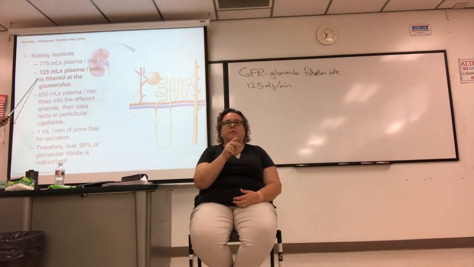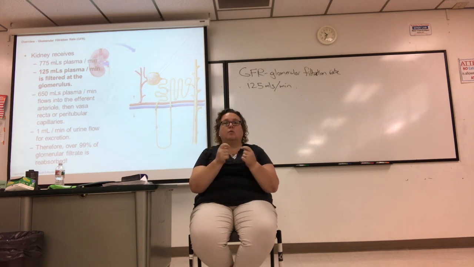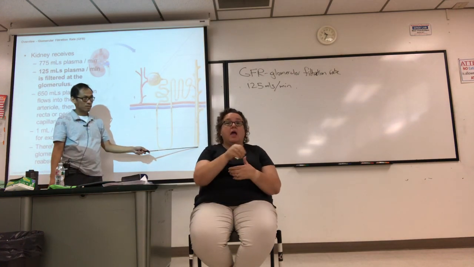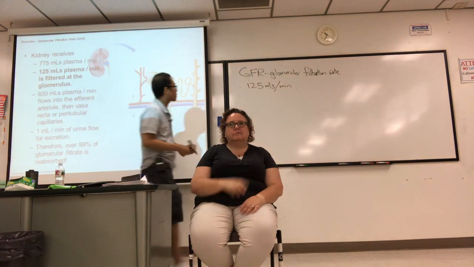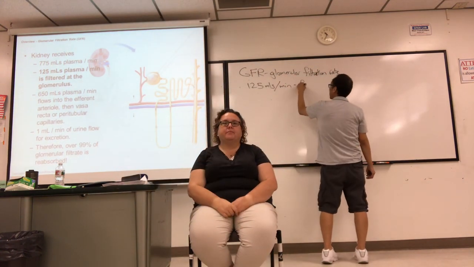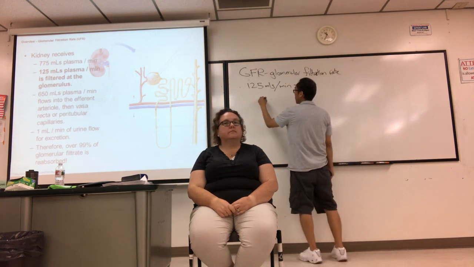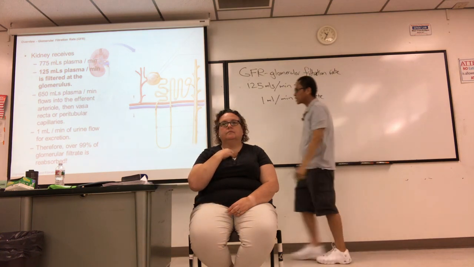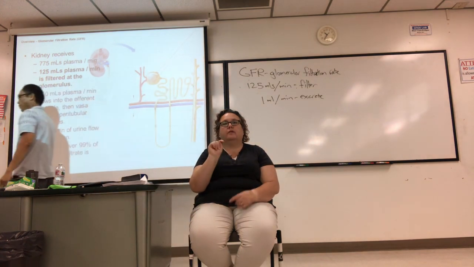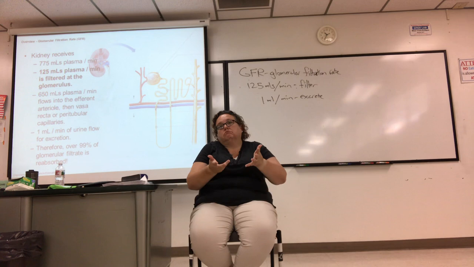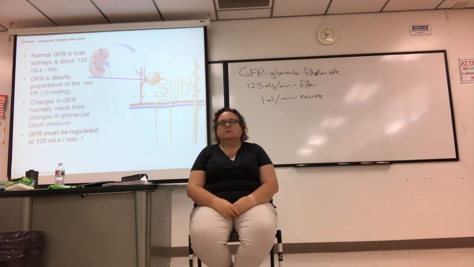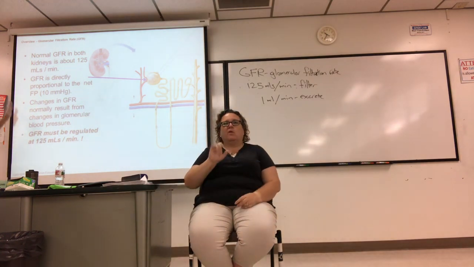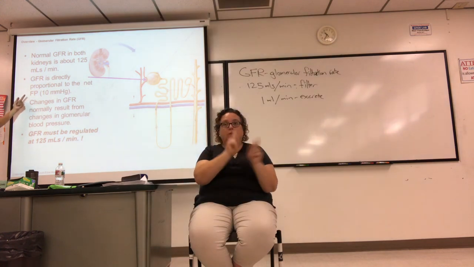So you filter 125, you excrete about 1 mil a minute of urine. So input 125, output only 1. Filter 125 mils per minute, excrete 1 mil a minute. That's going to be your urine production. So therefore, you're basically reabsorbing over 99%. Normal GFR in both kidneys is about 125 mils per minute. It's directly proportional to that NFP we just calculated, that's 10.